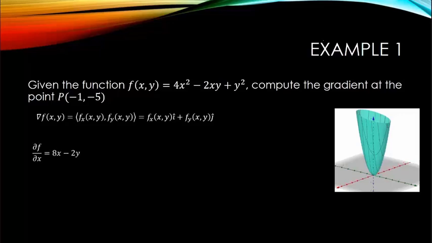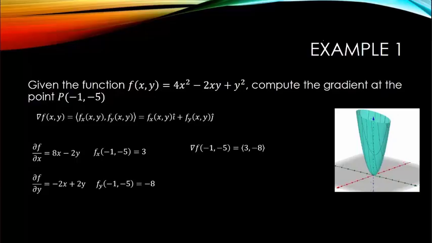Fx is given by the partial derivative of f with respect to x, which in this case is 8x minus 2y. Fy is the partial derivative of f with respect to y, and I get negative 2x plus 2y. Fx at the point (-1, -5) gives me 3, and fy at the point (-1, -5) gives me -8. My gradient of f evaluated at the point (-1, -5) is equal to the vector with components 3, -8. This gives me a vector in component form of 3i hat minus 8j hat.